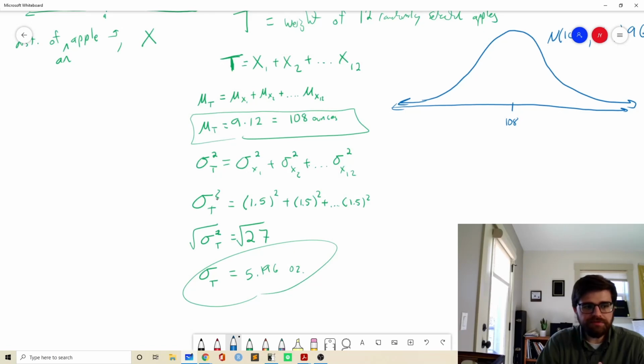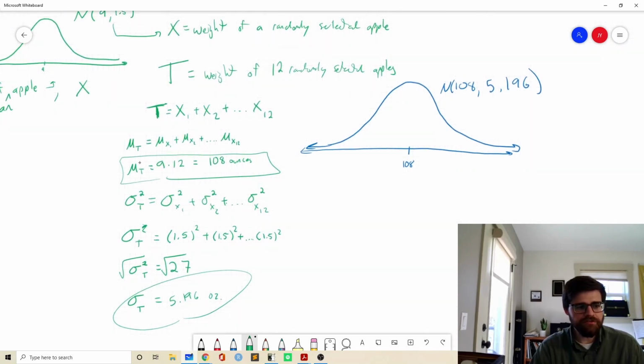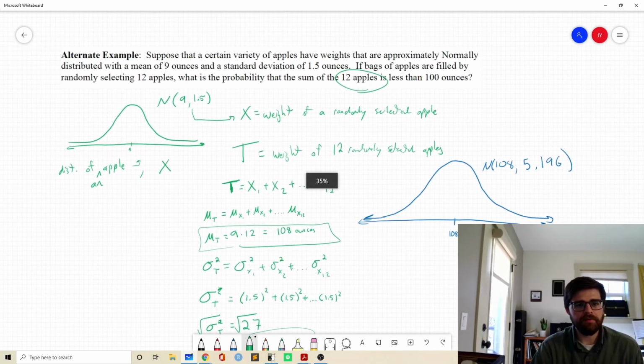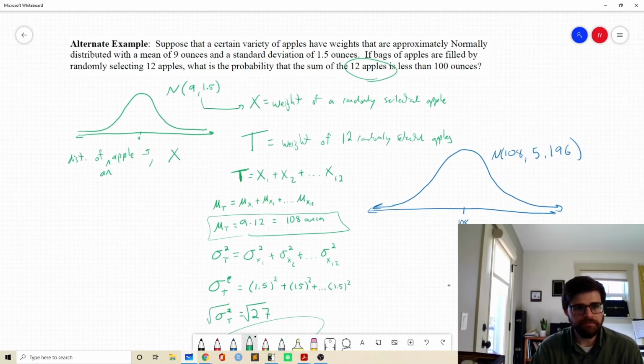And then for standard deviation, we have to think a little bit harder. We have to square each one and then do this Pythagorean sum instead. So just remember, if you're trying to find the standard deviation of combined variables, you have to square them first. Okay, so now we can actually answer the problem. We haven't done that yet. We've done a lot of work, but we're not there yet.